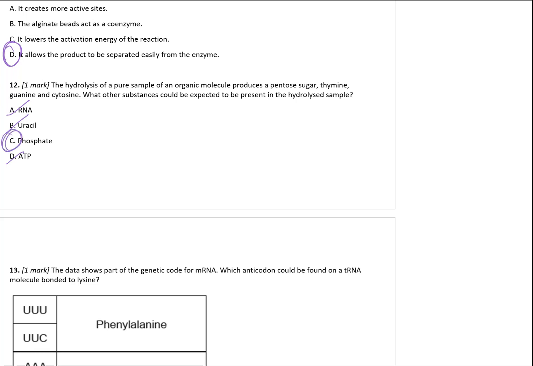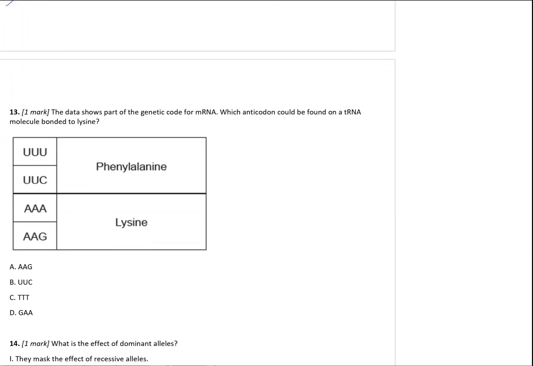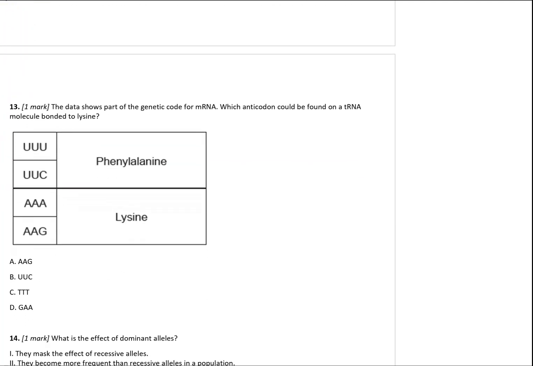part of the nucleotides. So the data shows part of a genetic code for mRNA, which anticodon could be found on a tRNA molecule bound to lysine. So if this is the codon, the anticodons will be UUU or UUC. And so the answer, therefore, is B.